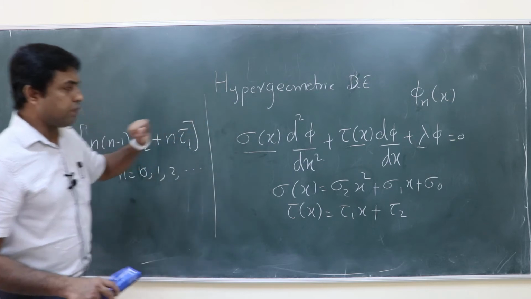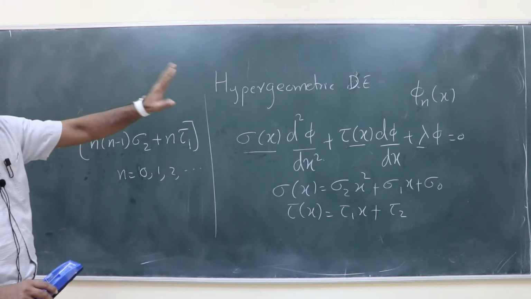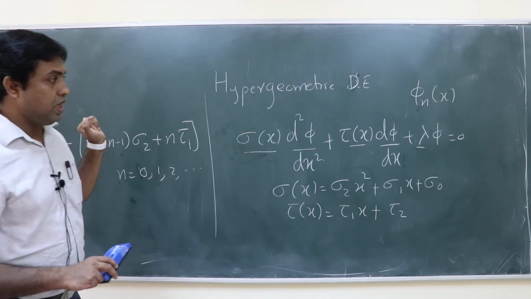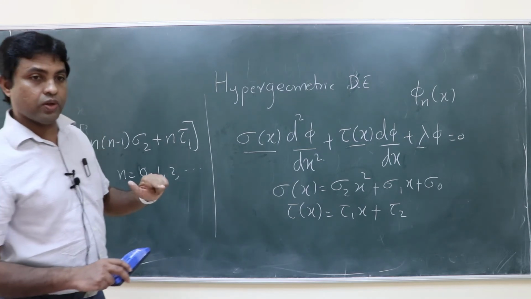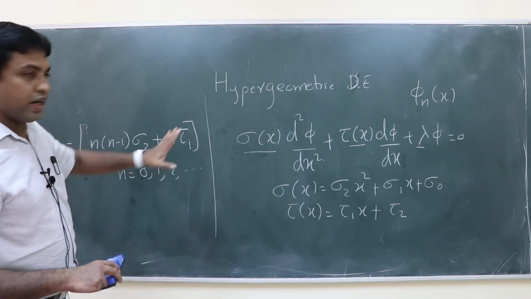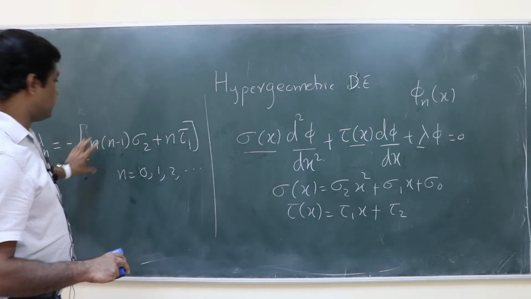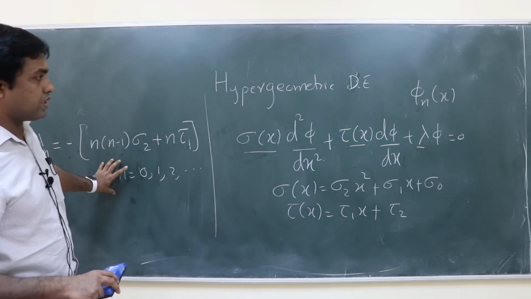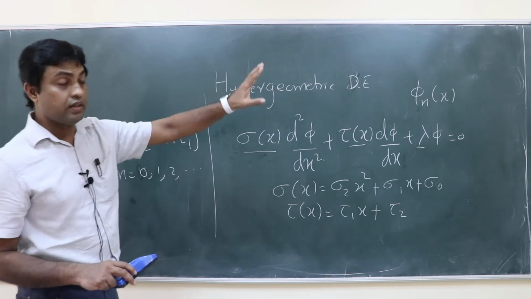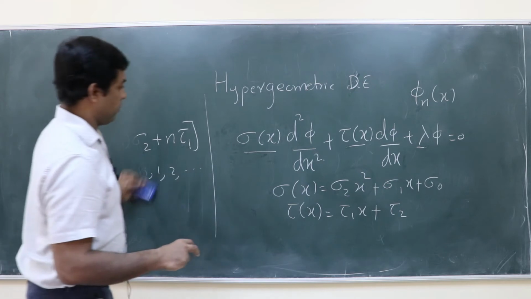For this hypergeometric differential equation, if this condition is satisfied, you get phi n of x, they are orthogonal polynomials. Now, what is a classical orthogonal polynomial? There is an additional condition. What I said was, for this differential equation, if this condition is satisfied, we get phi n of x, which are orthogonal polynomials. So what is a classical orthogonal polynomial?